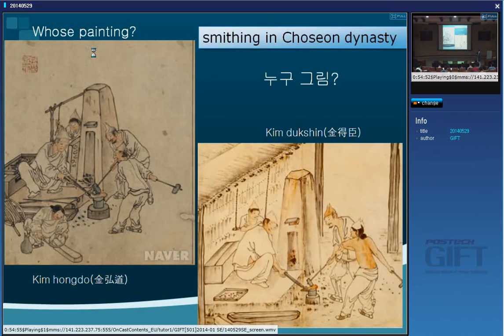The Joseon Dynasty smith and Daejanggan, Kim Hongdo and Kim Duk-sik. Whose painting is much more dynamic? How do you think? Much more dynamic painting is left, right? Why? I think this is much more energetic.